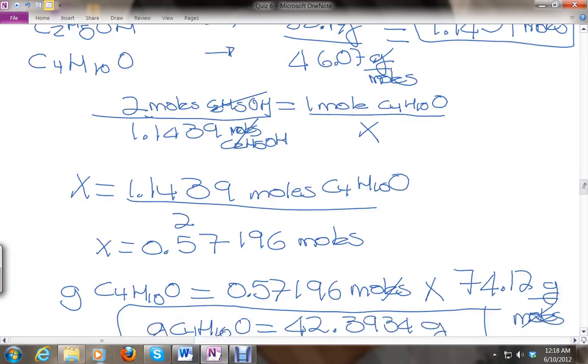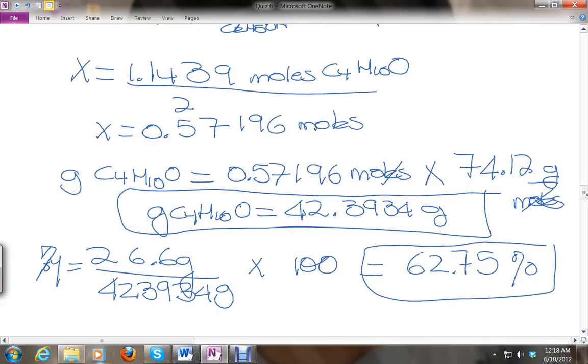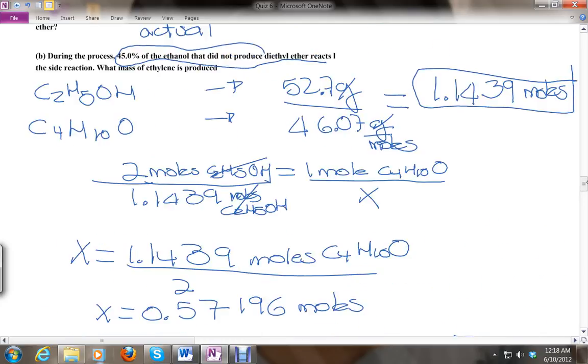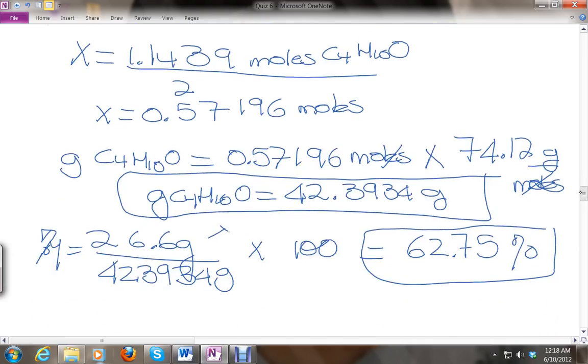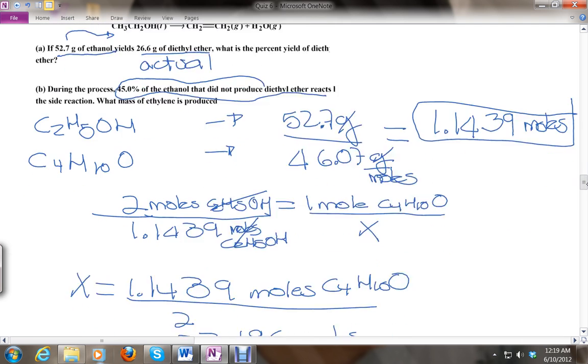If you know already that what you actually got was 26.6 grams of the ethyl ether, you cannot go anywhere because you don't have an idea yet how much of that ethanol really reacts. You have 52 initially, but the only thing you have is the percentage yield. In other words, with the 52, you're supposed to get 42.39, but you got almost a half. So that means approximately you're going to have a half of the ethanol that didn't form the ethyl ether.